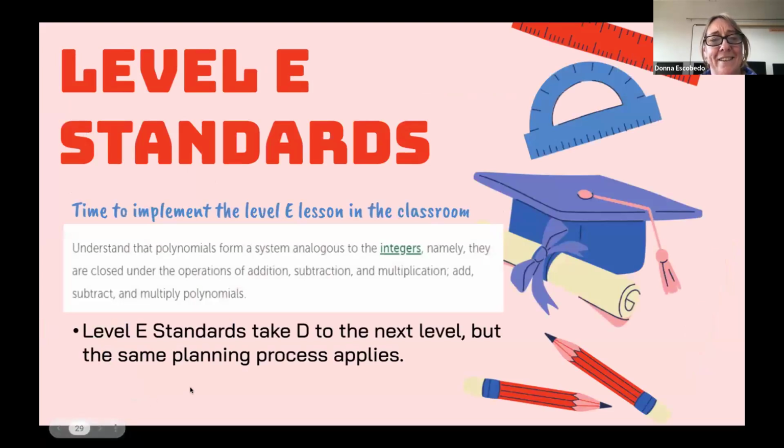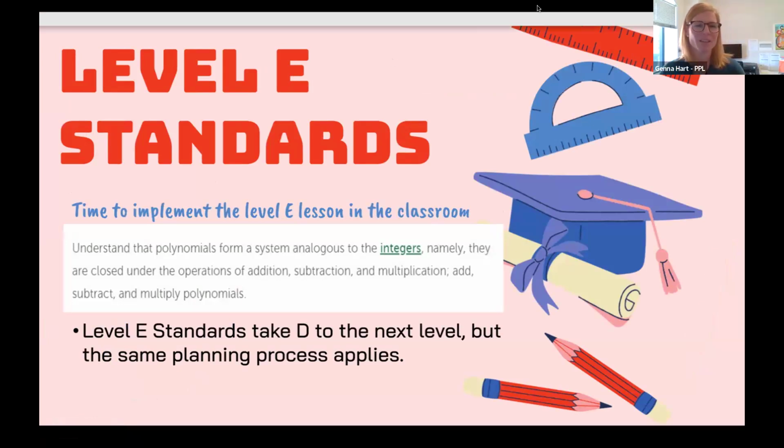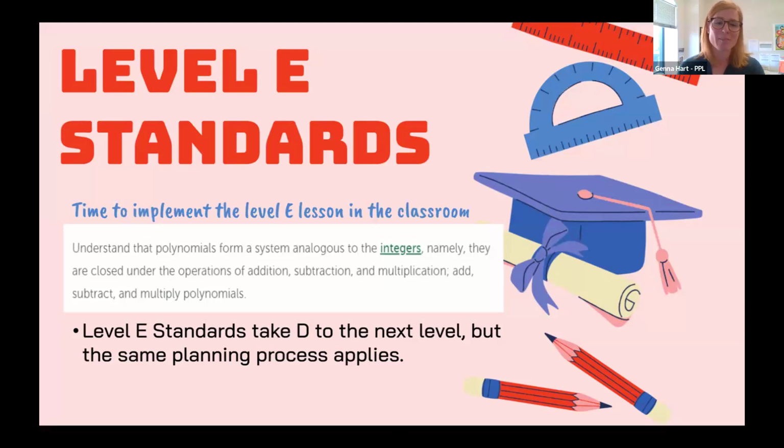Right. And Genna is going to take us to the next level of this with level E. Thank you. So teaching the adult diploma, in order for our students to earn the equivalency for the math class, students have to show mastery in a level D and a level E standard. So it's taking that level D to that next step, but the same planning process still applies. Go ahead and click next.